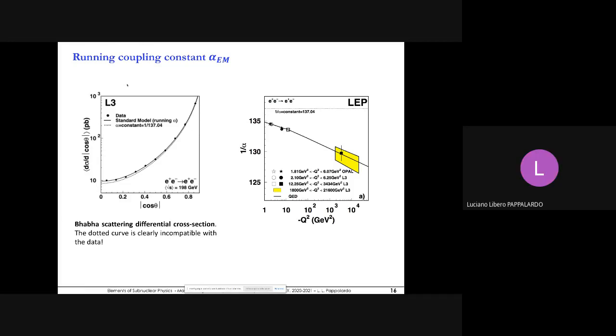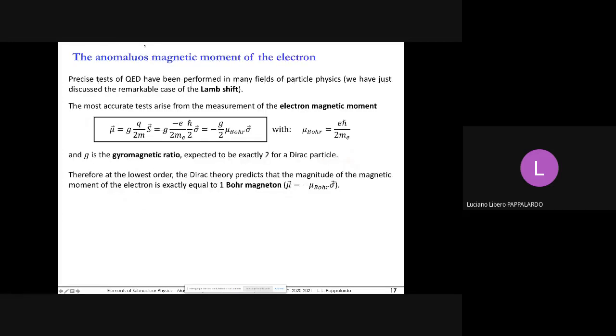So the Lamb shift from one side and the running alpha from the other, okay, allow us to make very stringent constraints to the theory of QED. So QED makes very precise predictions, and then indeed these are all verified experimentally. There is also another observable that allows to constrain to an extremely high level the QED predictions. That is the magnetic moment that we already introduced when we spoke about the Dirac theory, if you remember. So let me just repeat again about this.